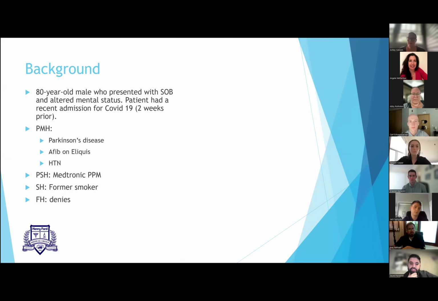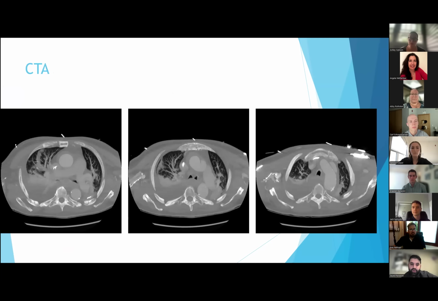This was an 80-year-old man presented with shortness of breath and altered mental status. Patient had a recent admission for COVID-19 2 weeks prior. Past medical history consisted of Parkinson's disease, atrial fibrillation, and hypertension. He also had a history of a pacemaker for sick-sinus syndrome and was a former smoker. On workup for his shortness of breath, we performed a CT scan, which showed a type A aortic dissection starting in his ascending aorta, which we see here.